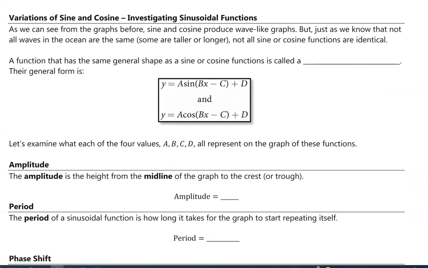Next, variations of sine and cosine, and let's investigate sinusoidal functions. As you can see from the graphs before, sine and cosine produce wave-like graphs. Do you agree? But just as we know that not all waves in the ocean are the same, some are taller or some are longer, not all sine or cosine functions are identical. So a function that has the same general shape as sine or cosine functions is called a sinusoidal.